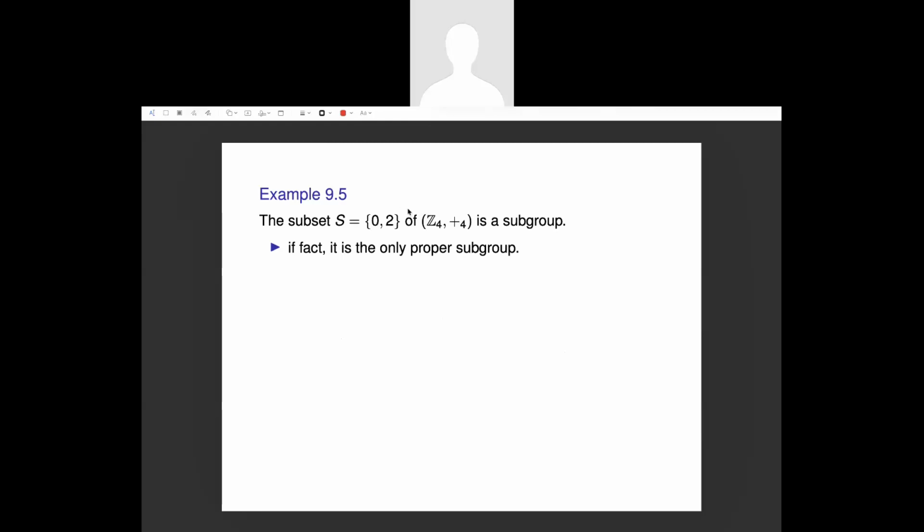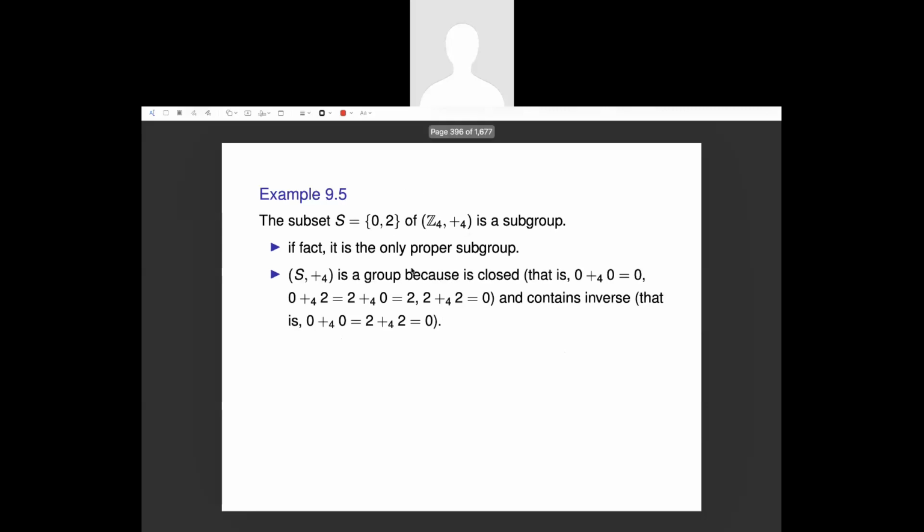Why can we say that? Then another set we have is {0, 1}. {0, 1} is clearly not a subgroup. Why? 1 plus 1 is equal to 2, which is not in it. Whereas S is a group because it is closed, and it contains the inverses, since 0 plus 0 is equal to 0. So we say that S under addition modulo 4 is a group, and S is clearly a subgroup, and this is a proper subgroup.